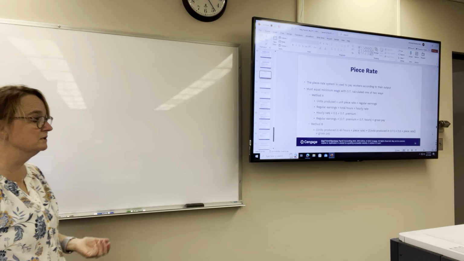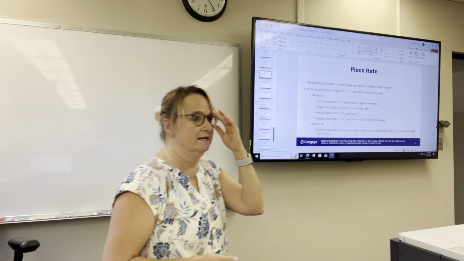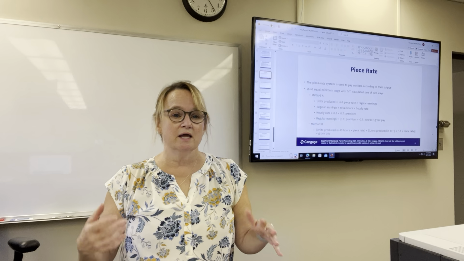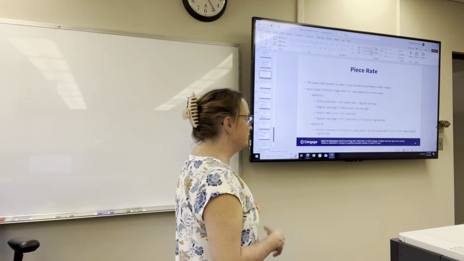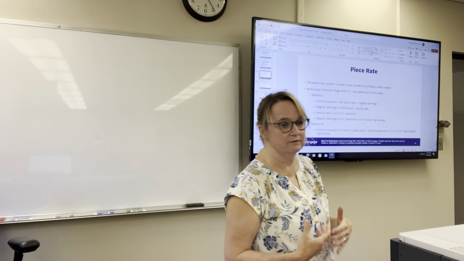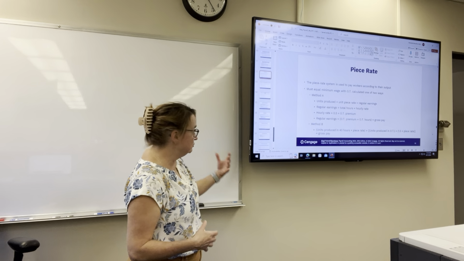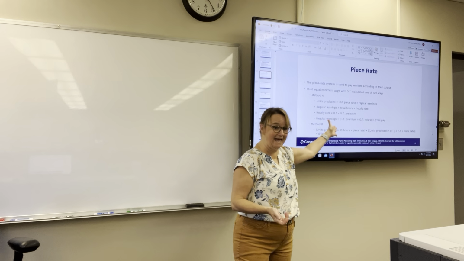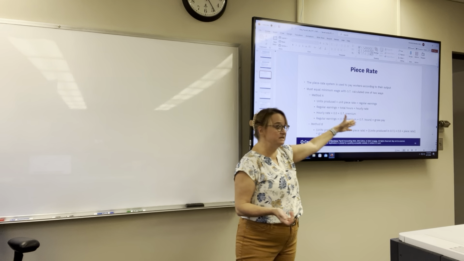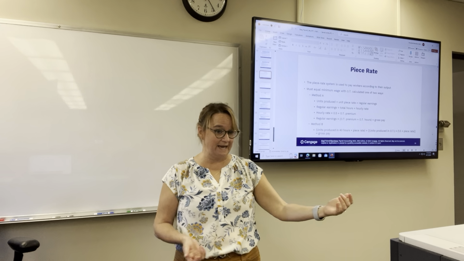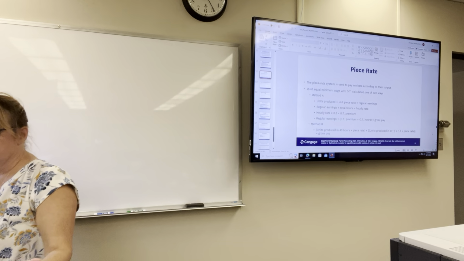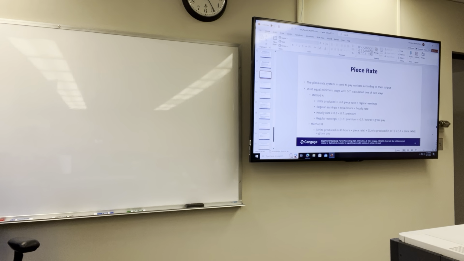So for example, if you're decorating cakes, I don't know that anybody actually pays for cake decorating in this manner, but if you're decorating cakes and you get paid $25 per cake that you decorate, and you decorate 10 cakes in the time period, well, units produced is 10 times the unit piece rate, which is the $25 per cake. So your total regular earnings would then be $250 for decorating those 10 cakes.